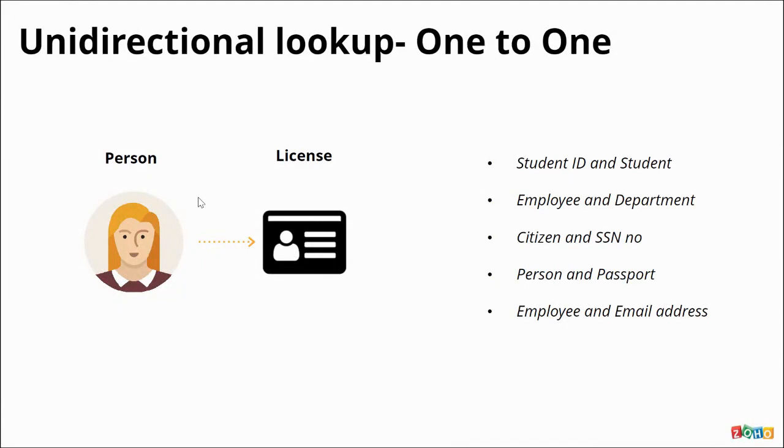So I've cited a few other examples here, like student ID and student, employee and department, citizen and SSN number, person and passport, employee and email addresses. So here the employee can be associated to only one email address, and the one email address can be associated to only one employee. It can be only unique, right? So all these come under one-to-one category.